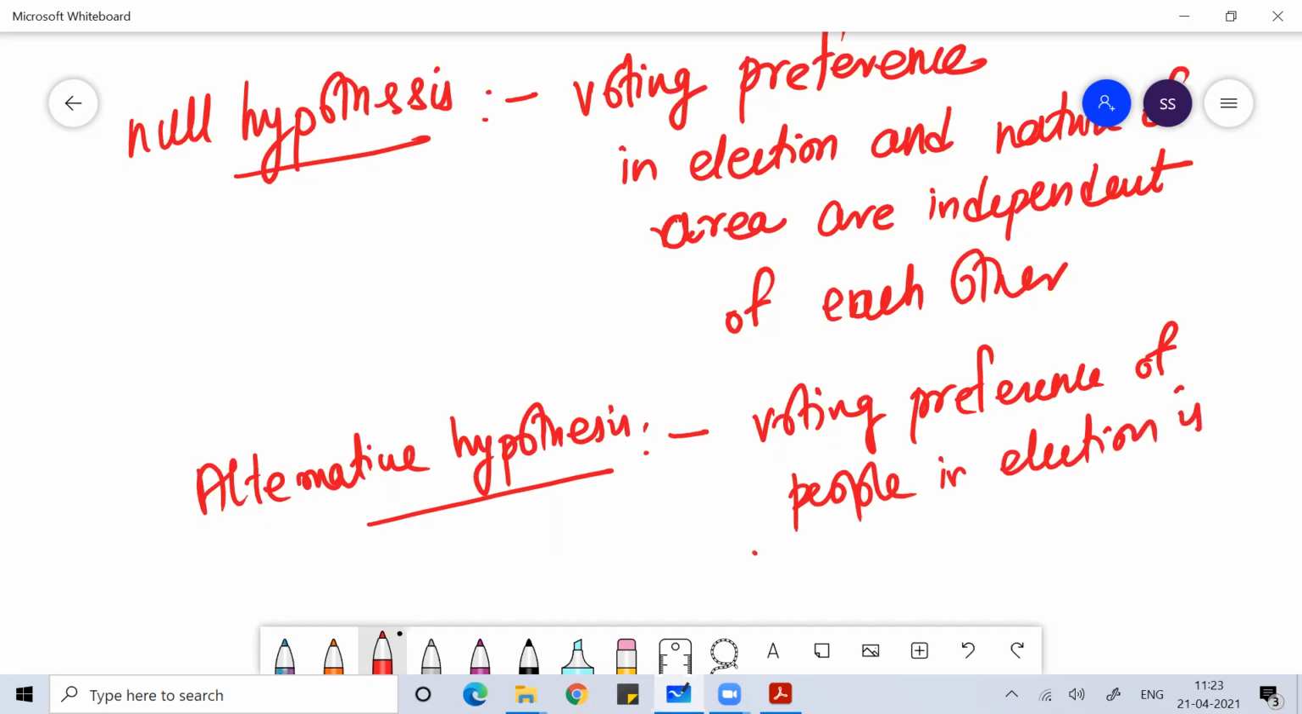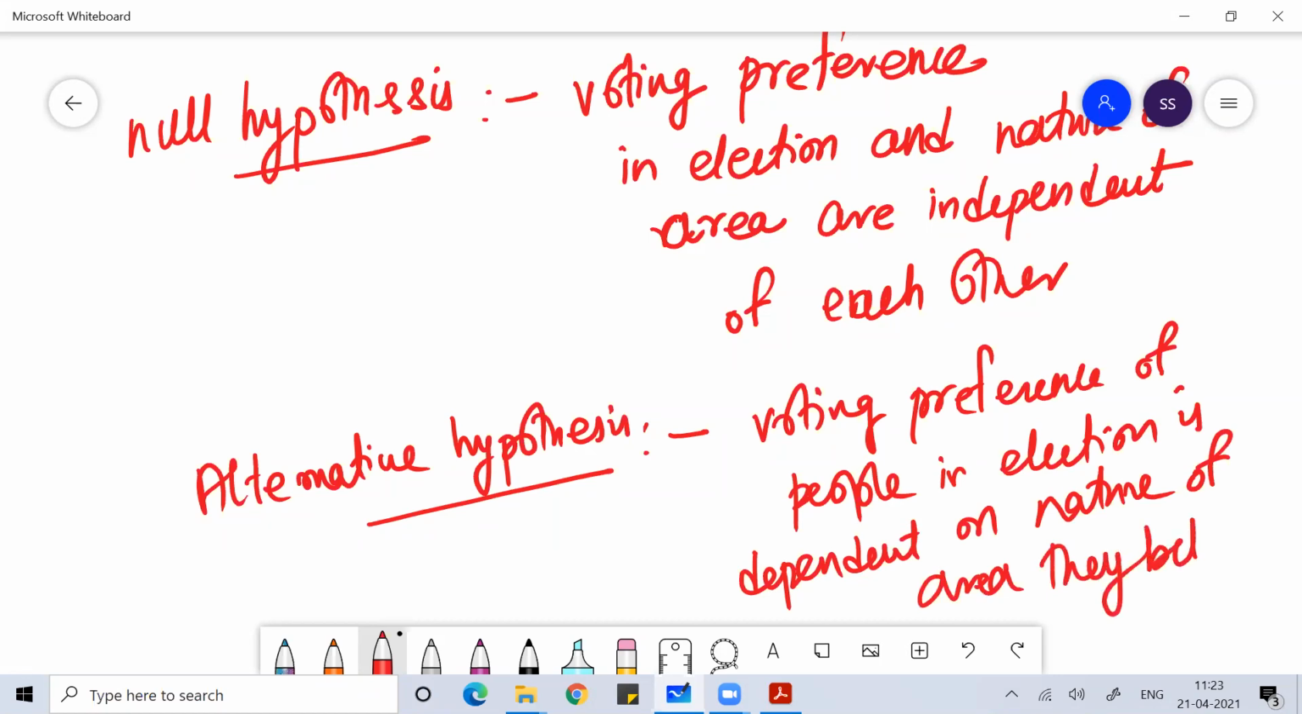The voting preference of people in the election is dependent on the nature of area they belong to. Like this, you can write it. That will be the alternative hypothesis. You can formulate your own sentences. You don't have to stick to the sentence that is given.